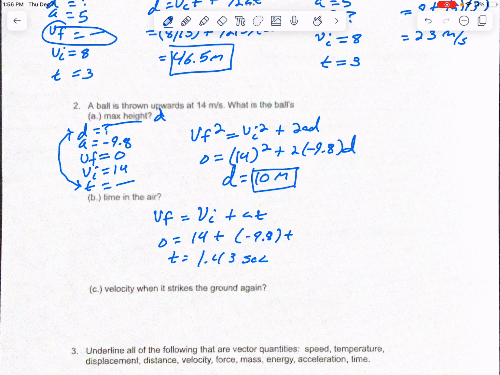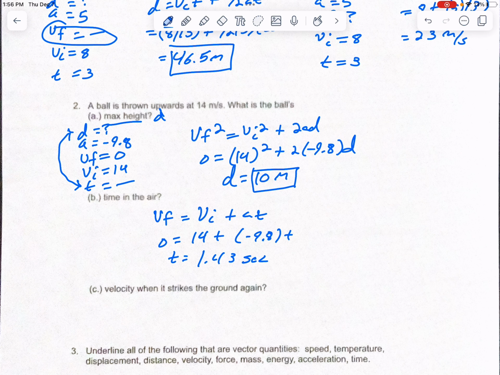Now this is where you've got to be careful: this will give you the time it takes to get to the top. Okay, because your final velocity is 0, that means you've reached the top. Now if I want to know the total time it's in the air, all you've got to do is multiply this by 2, and you get a total time of 2.86 seconds. So just watch out for that.